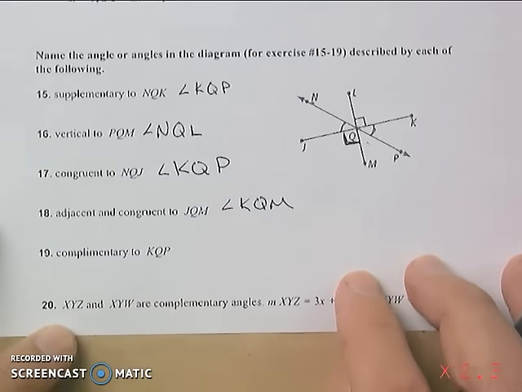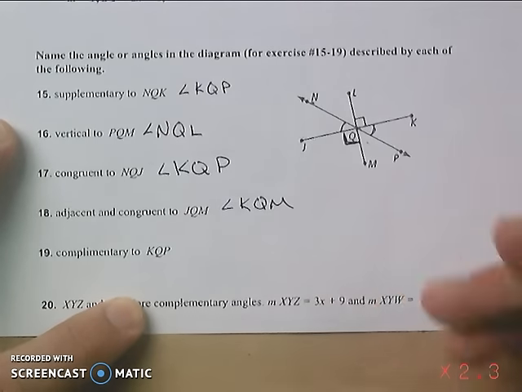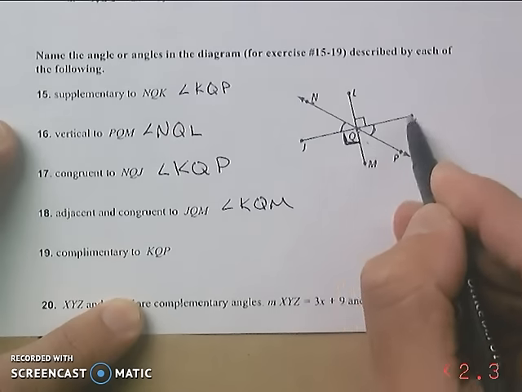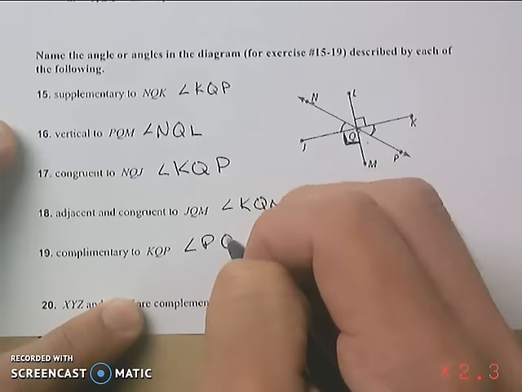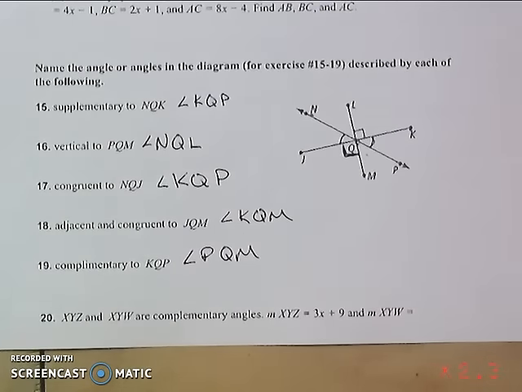And number 19, we're going to get complementary to KQP. KQP, we know that this whole thing makes a 90, so it's got to be PQM. Okay. So those are kind of tricky problems there to do. So we'll go ahead and pause the video here and we'll pick up the last 5 on the next video.